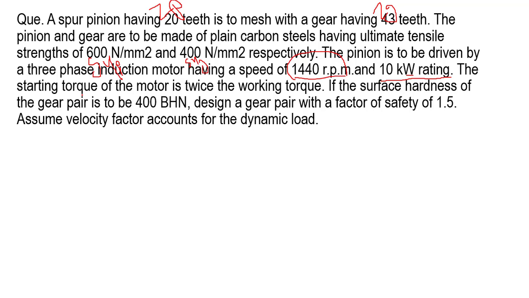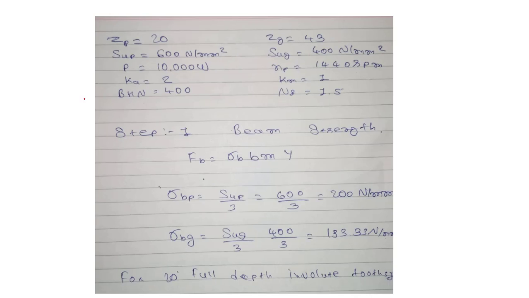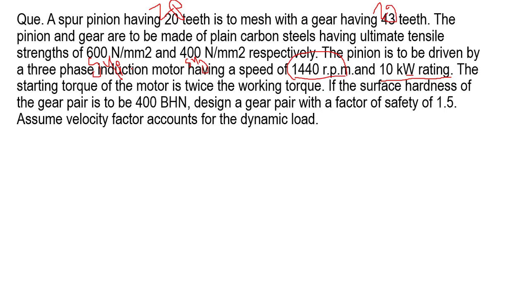The starting torque in the motor is always more than the working torque. So for that we will use application factor Ka equal to 2. If the surface hardness of the gear pair is 400 BHN, design a gear pair with factor of safety 1.5.